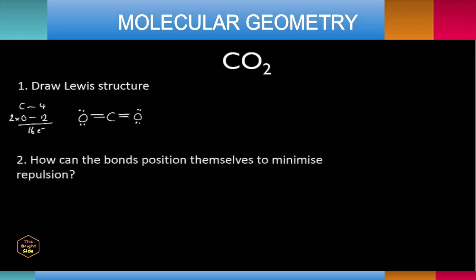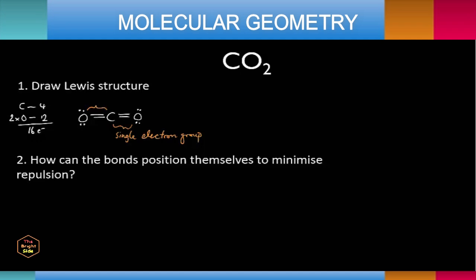Note that for the purposes of VSEPR, we count each collection of bonding electrons as essentially a single bond. And by this I mean, although there's a double bond joining the carbon to each oxygen, we're not trying to separate out the 2 bonds within each double bond. Those 4 electrons are strongly localized in between the carbon and oxygen atoms. What we want to know is, where can the 2 oxygen atoms sit so that the 2 double bonds are as far apart as possible?